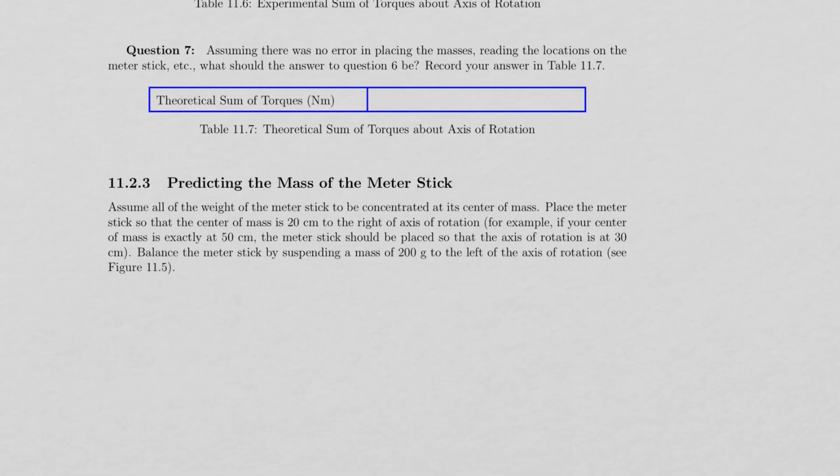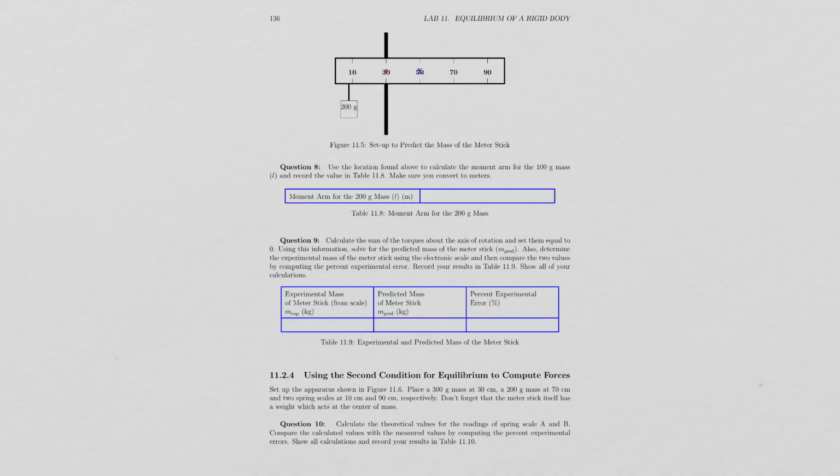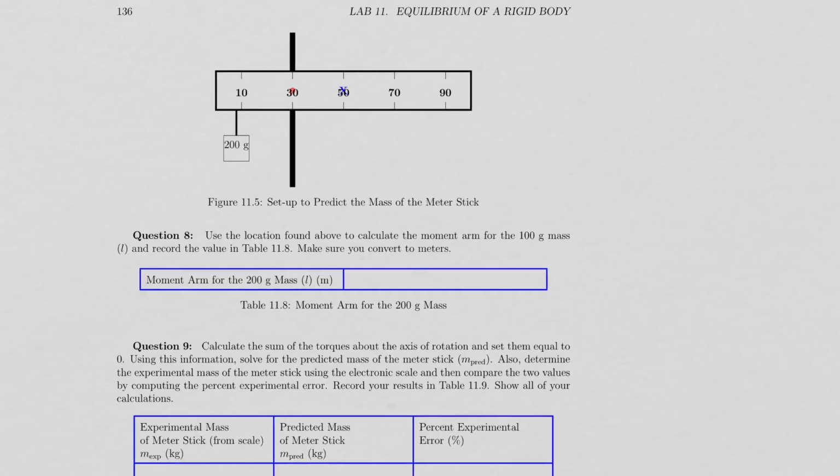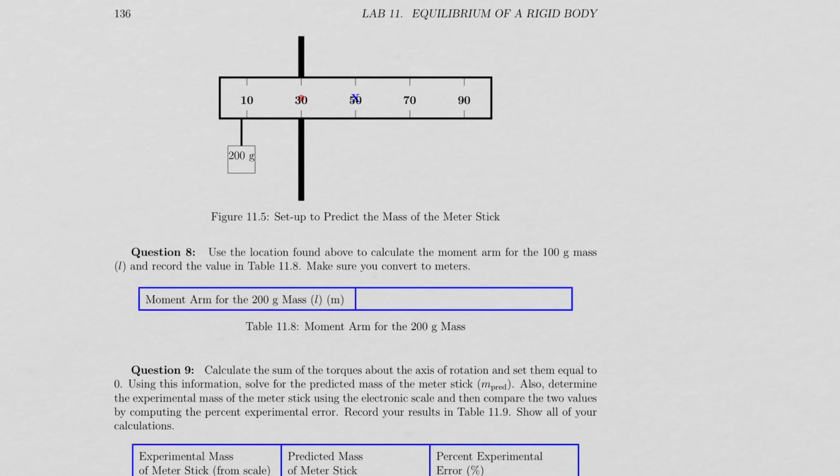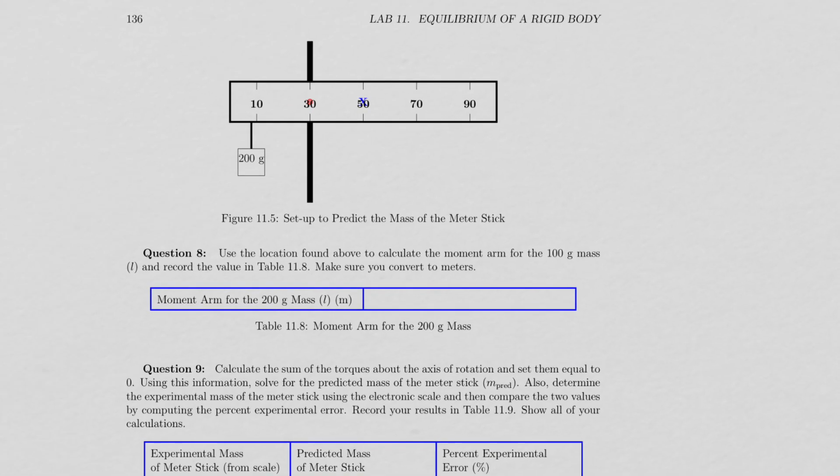So now we're going to use the fact that the sum of the torques has to equal 0 to predict the mass of the meter stick. So in this case, here's the setup. The rotation point is moved 20 centimeters to the left of the center of mass. Remember, we're assuming our center of mass is right at 50 centimeters, right? 0.5 meters or 50 centimeters. So the axis of rotation is 20 centimeters to the left of the center of mass.